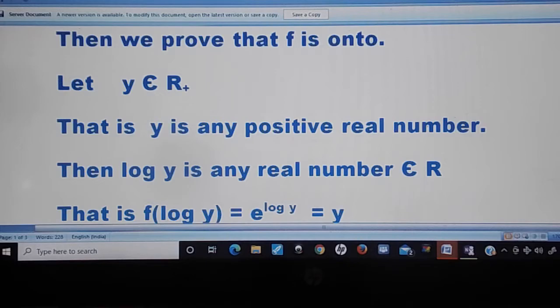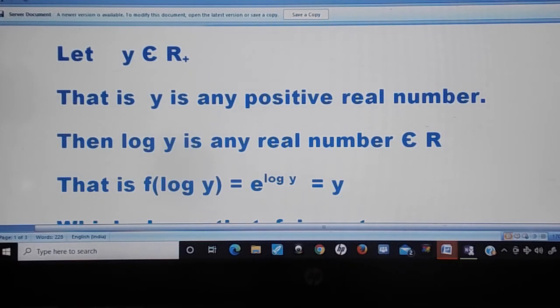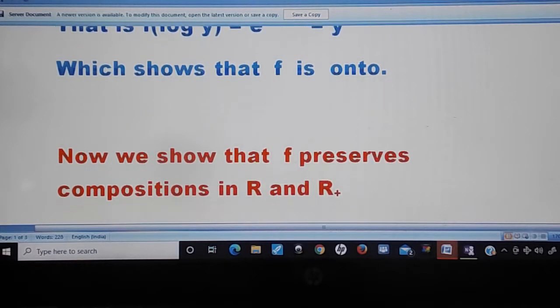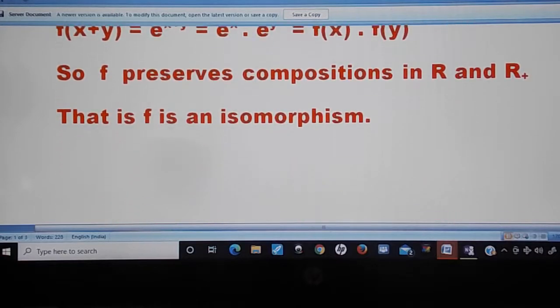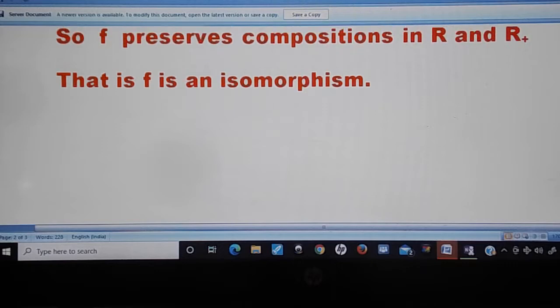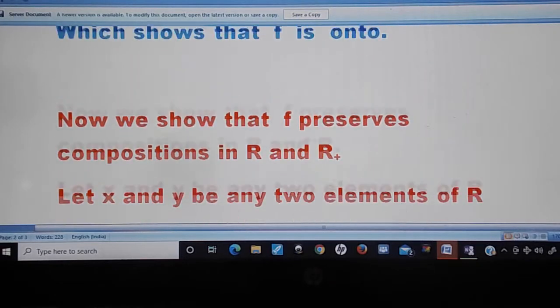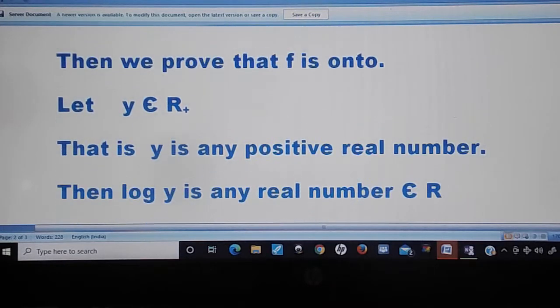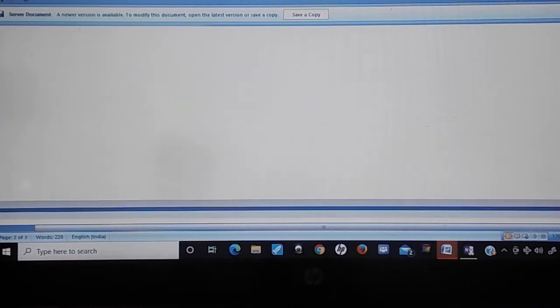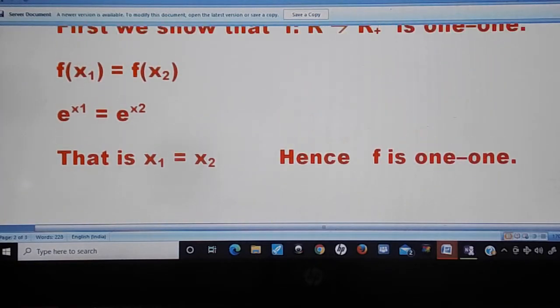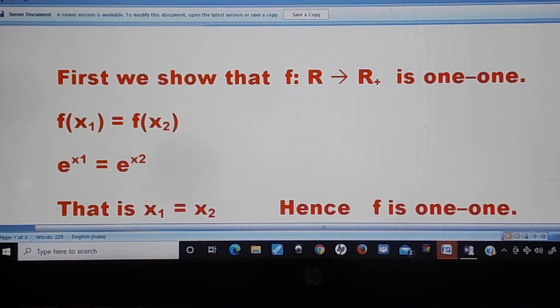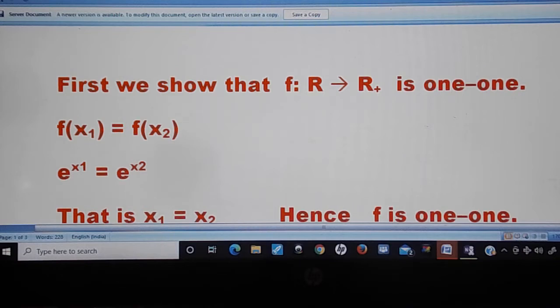The second group I am considering is R plus. What is R plus? It is the set of positive real numbers with respect to multiplication. Now, a function is defined from R to R plus as follows. f is a function defined from R to R plus such that f of x is equal to e raised to x for all x belonging to R.